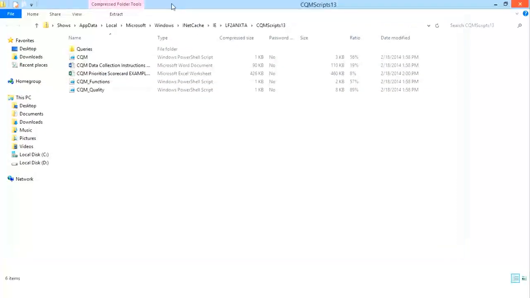So if I open that up, this is what you're going to see. You'll get all the queries. You'll get some PowerShell scripts that you run on your front end that'll generate all these CSV files for you, and there's also instructions on how to run the PowerShell script, and you also get that example scorecard I showed you. So pull that down.